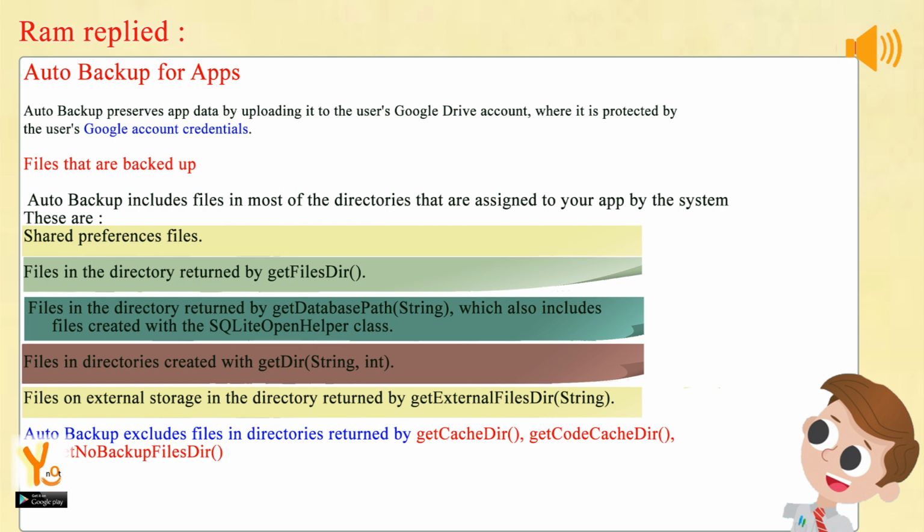Shared preferences files. Files in the directory returned by getFilesDir. Files in the directory returned by getDatabasePath, which also includes files created with the SQLiteOpenHelper class. Files in directories created with getDir. Files on external storage in the directory returned by getExternalFilesDir. Auto backup excludes files in directories returned by getCacheDir, getCodeCacheDir, or getNoBackupFilesDir.